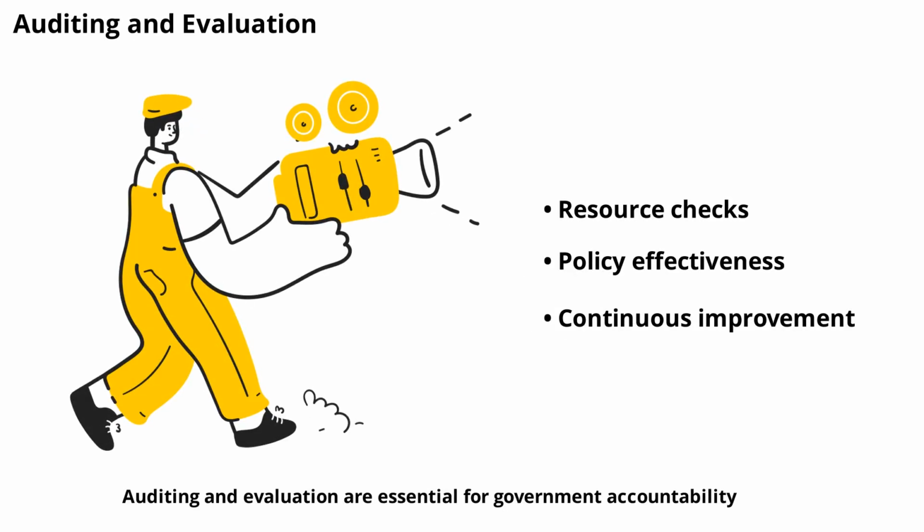Auditing and evaluation are essential for government accountability. Regular audits check that resources are used properly and policies are effective. Independent evaluations provide feedback for improvement, helping governments learn from experience and make better decisions.